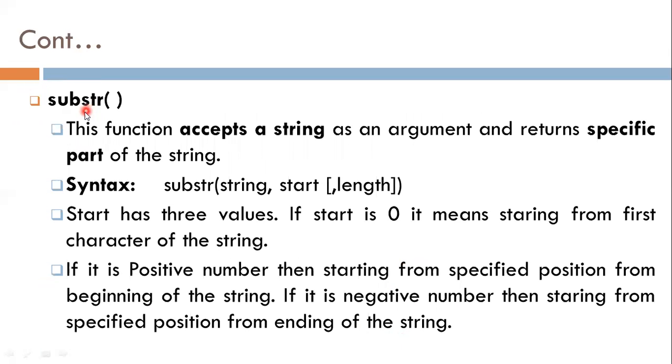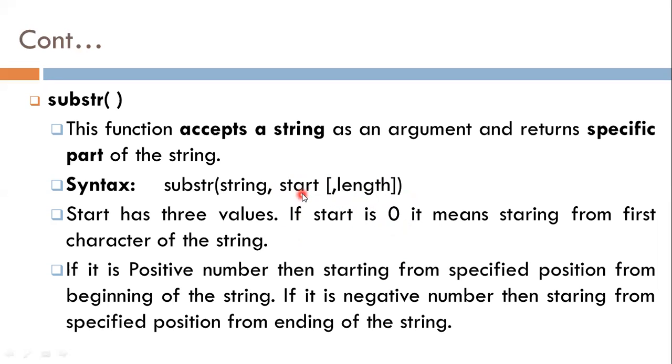Now the next function is substring. It accepts a string as an argument and returns a specific part of the string. It takes three arguments. First is my string, then comma, then the starting point, meaning from where the user wants to print the string. And third is length. Length is an optional argument, so it is written in square brackets in my syntax.